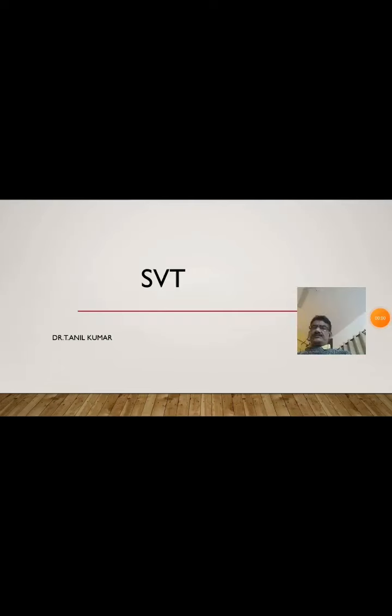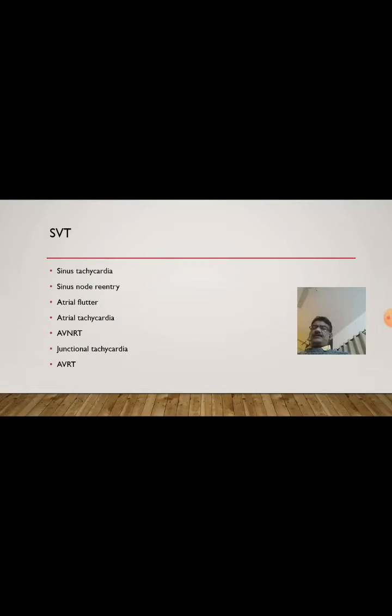About supraventricular tachycardia in general and AV nodal reentrant tachycardia in this session. Among the regular supraventricular tachycardias with regular rhythm, you have the sinus tachycardia, the sinus node reentry tachycardia, the atrial flutter, atrial tachycardia, AVNRT, junctional tachycardia, and AVRT.